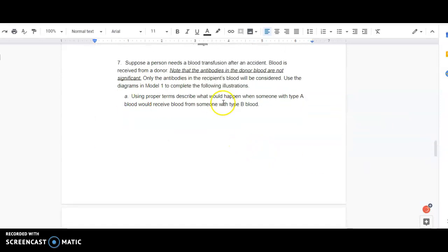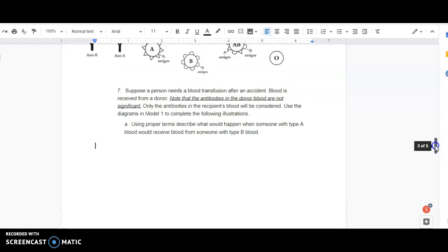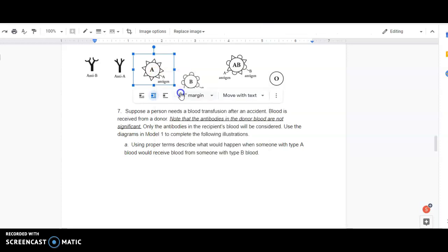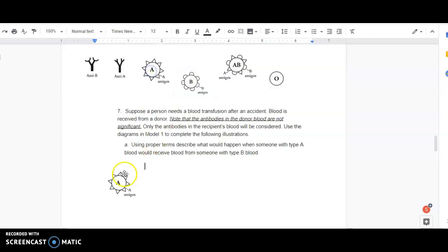So, using proper terms, describe what would happen when someone with type A blood would receive blood from someone with type B blood. Now, I am very visual, so I have these little images here that you don't have to do anything with at all if you don't want to, but if you need them, they're here for you. So we just learned that someone has type A blood. So I'm going to imagine if they have type A blood, and I'm going to put everything they have. They have type A blood, they have an A blood cell. So I'm going to copy that and put it down here for my visualization.